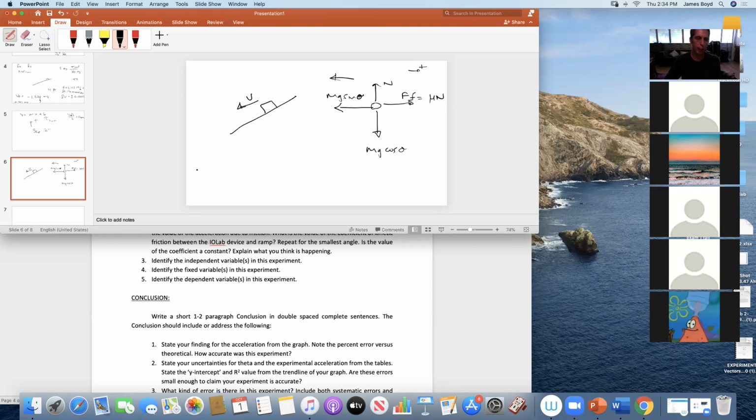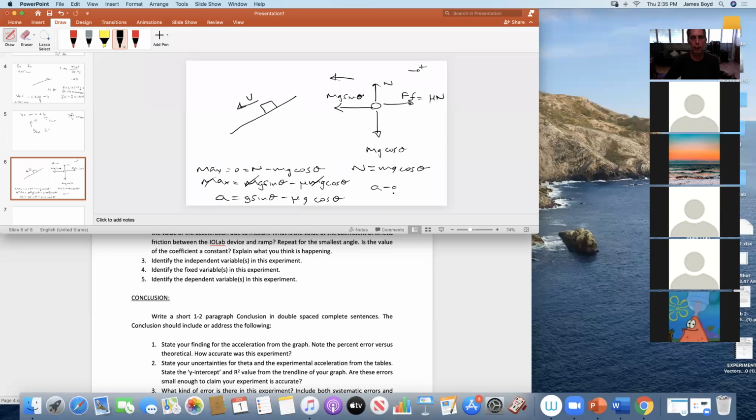So what we get from this is MAY is 0, equal to N minus mg cos theta. That tells us that N is mg cos theta. And we get that MAX is mg sine theta minus mu N, which is mg cos theta. Kill all these m's, and what you get is A is g sine theta minus mu g cos theta, okay?